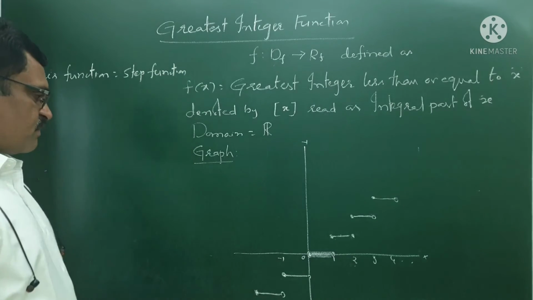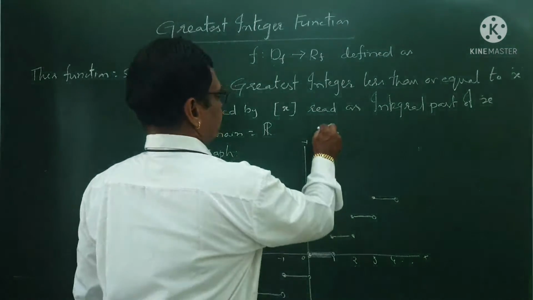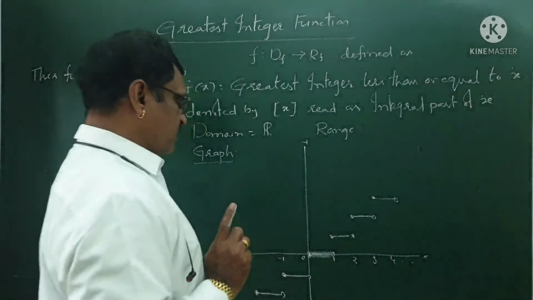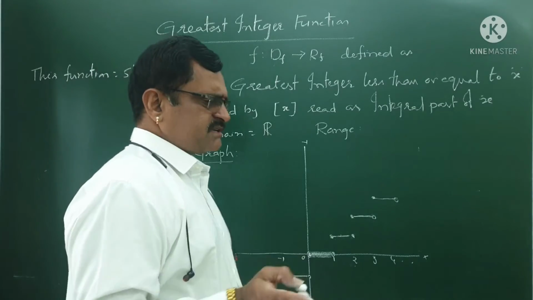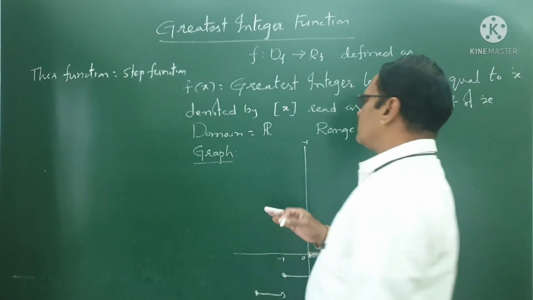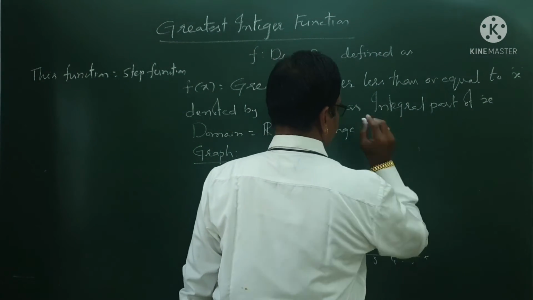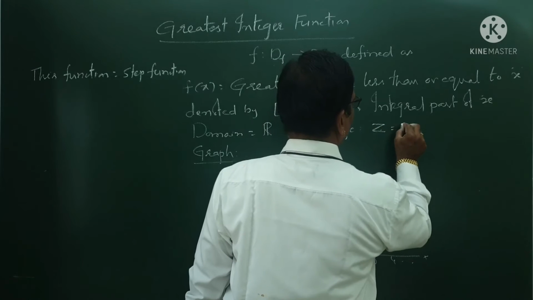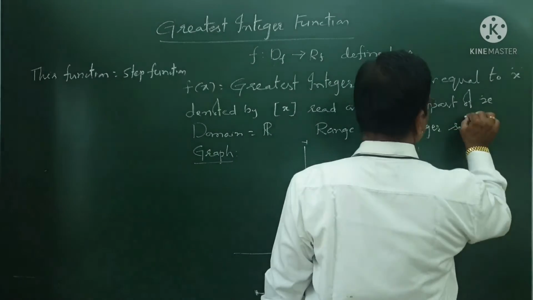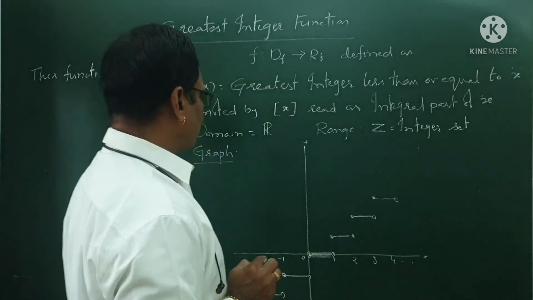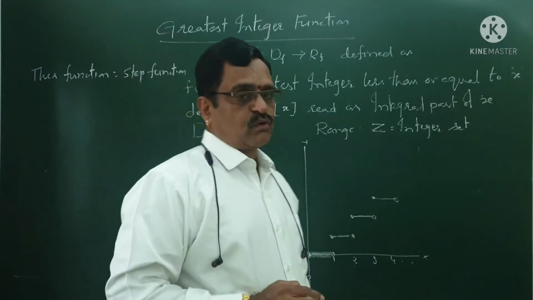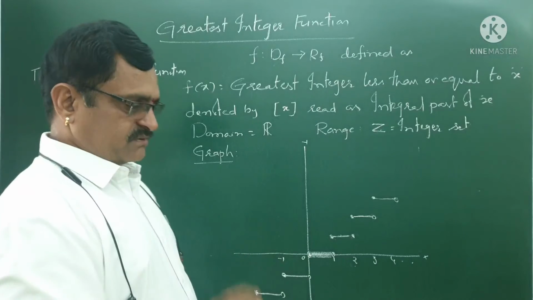From this, what is the range of this function? The range is nothing but the set of outputs. The set of outputs is always integers. Therefore, the range is equal to Z. So the definition, domain, graph and range are over. Next, we discuss the properties.